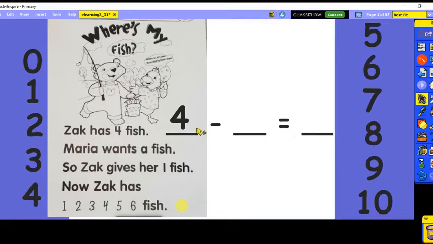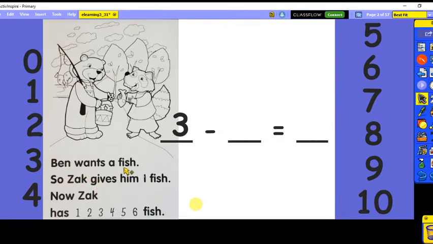So let's fill in our equation for this. 4, that's how many he had. He gave 1 to Maria. Now, how many does he have left? 1, 2, 3, 4, and then take away 1. 4 minus 1. Can you see how many he has left in his bucket now? 1, 2, 3. So 4 minus 1 equals 3. So now Zach has 3 fish.